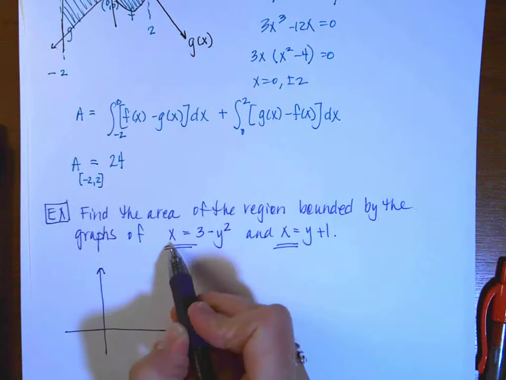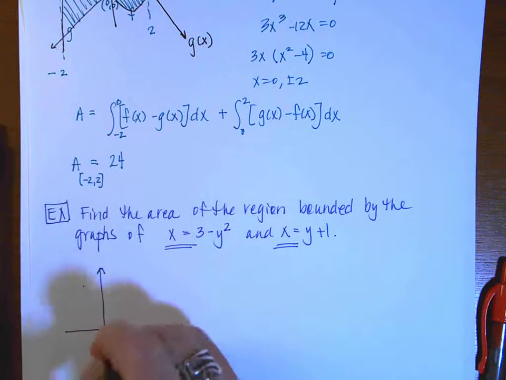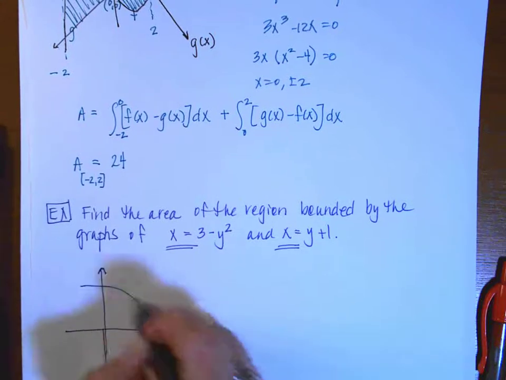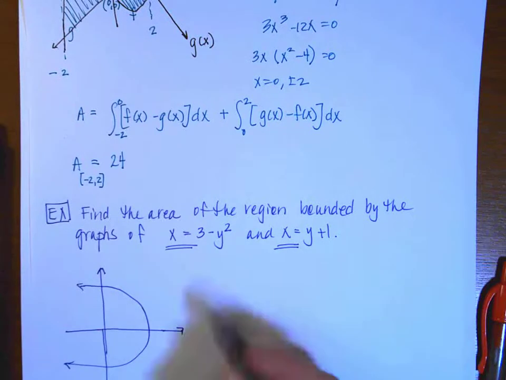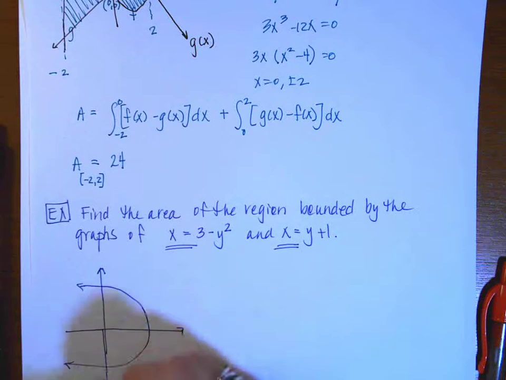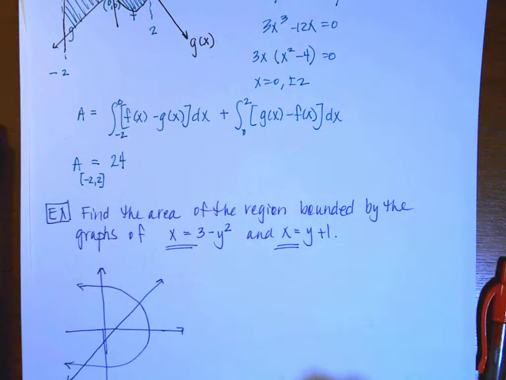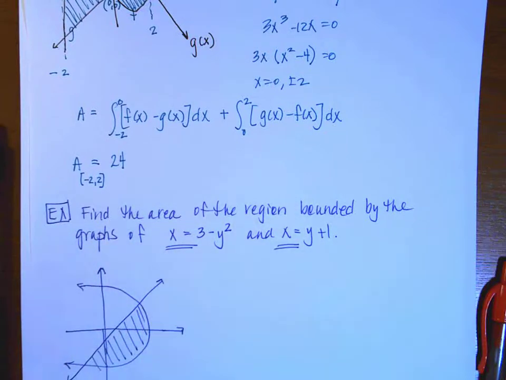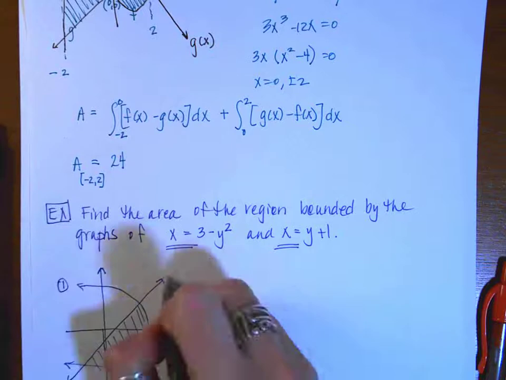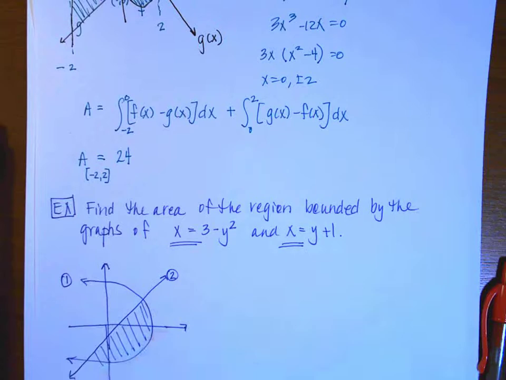If I graph this one, this is a sideways parabola, right? Because it's a negative y squared, it's reflected across the y-axis, so it's going to look kind of like this. And then x equals y plus 1, you could rearrange it, and it's going to look something like this. And so the area between the two curves is going to be this. I'm going to label this as equation 1, and that as equation 2.